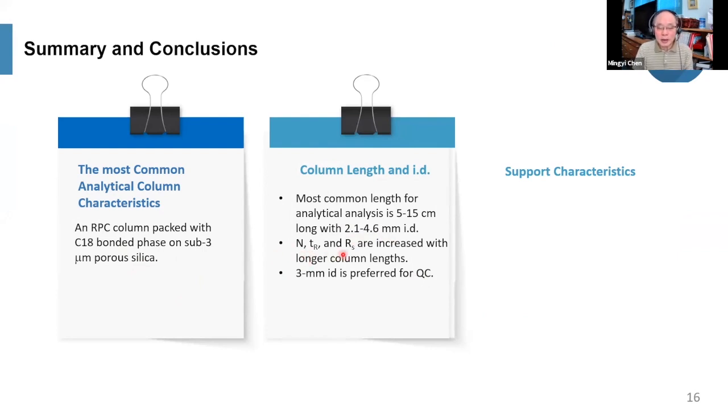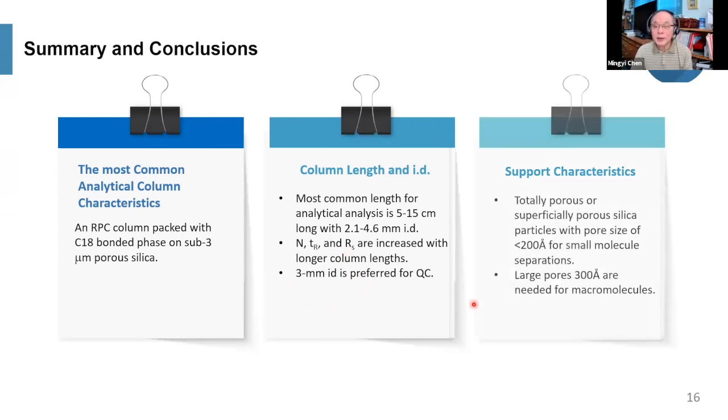Plate count, retention time, and resolution also increase with longer column length, but the proportionality is different, right? We mentioned that resolution is proportional to the square root of N or square root of L. I've been an advocate for 3 millimeter ID columns, preferred for quality control applications. Today we use wholly porous or SPP silica particles with pore size of less than 200 angstrom for small molecule separation. We definitely use large pores, larger than 300 angstrom, for macromolecules.